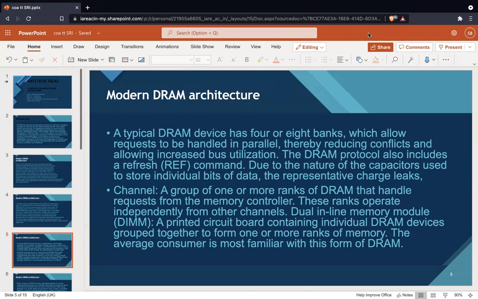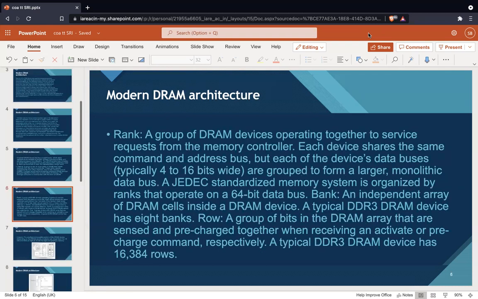Channel, a group of one or more banks of DRAM that handles requests from the memory controller. These banks operate independently from other channels. Dual inline memory module, DIMM, a printed circuit board containing individual DRAM devices grouped together to form one or more ranks of memory. The average consumer is most familiar with this formation of DRAM.